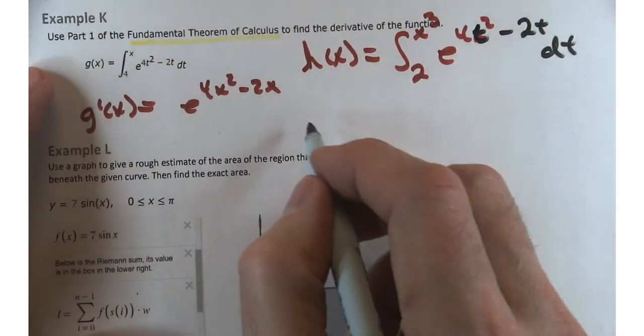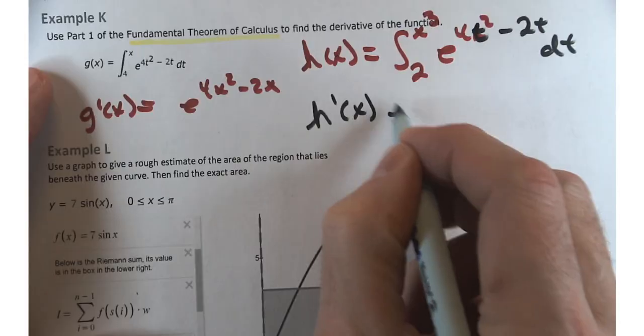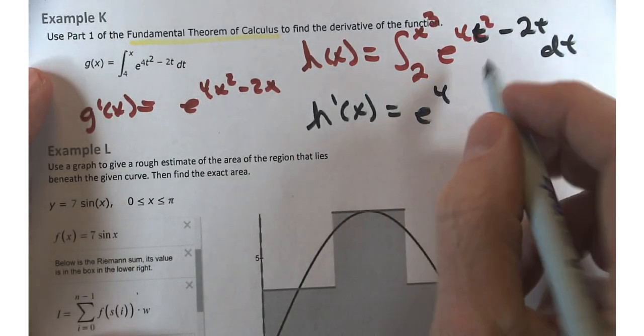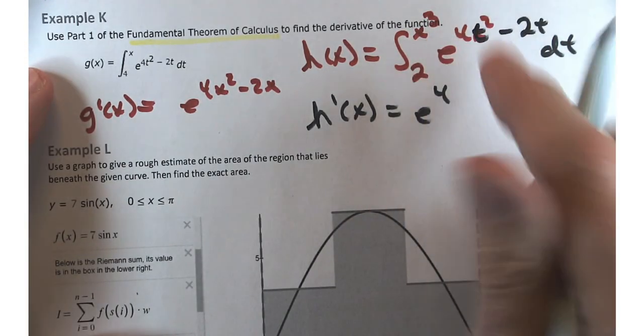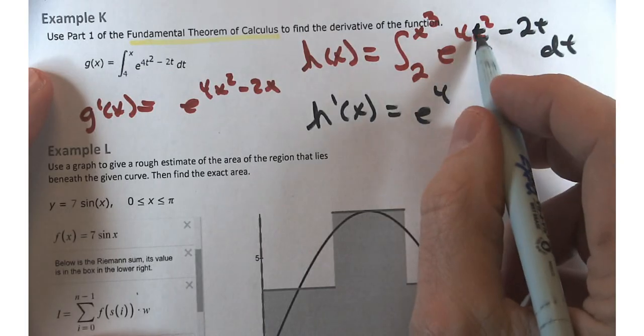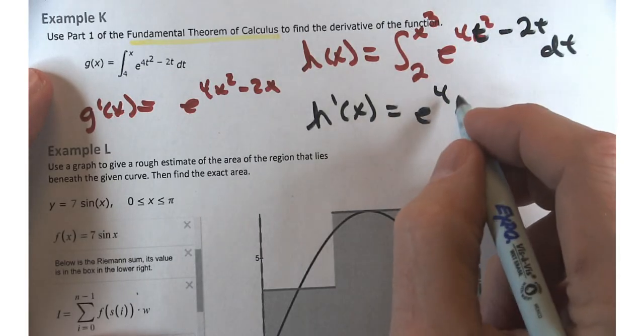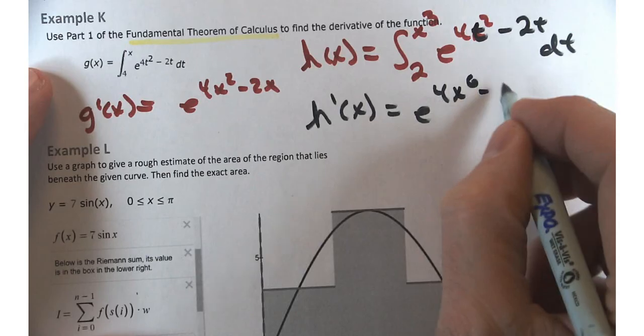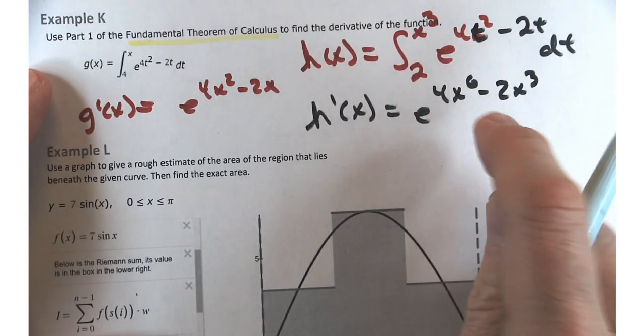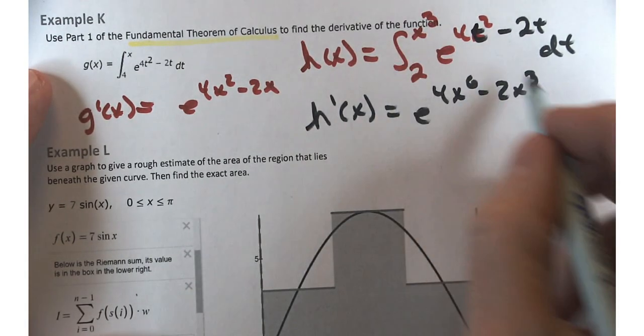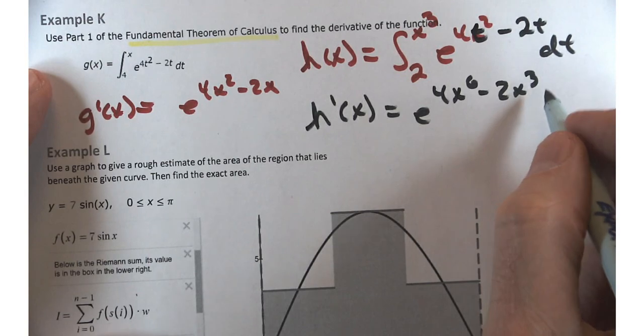So when you differentiate this, h prime of x is going to be e to the 4, I'm going to put in x cubed here. So it's going to be x cubed squared, which is going to be x to the 6, minus 2x cubed, times the derivative of x cubed. What's the derivative of x cubed?